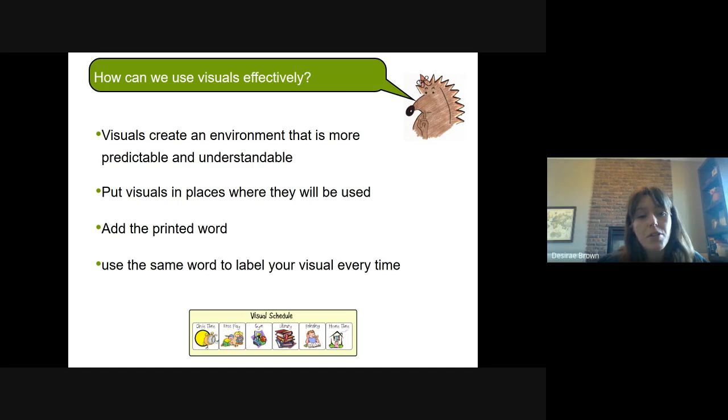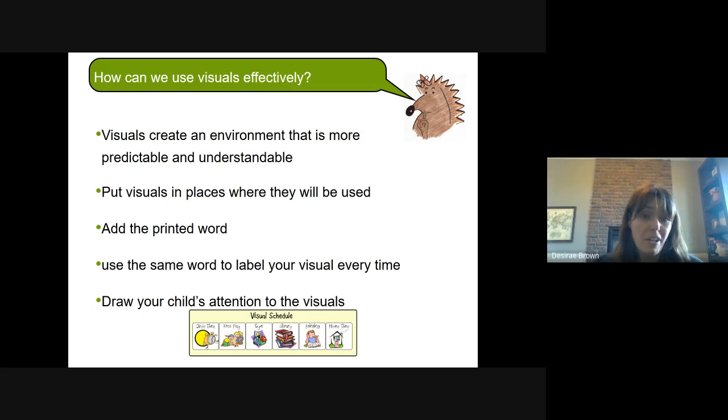It's also helpful to try and use the same label for it each time and try to be consistent with it, just to help your child to understand what those different visuals are. If every time we're calling the same picture something different, that can be pretty confusing. So trying to be consistent with the language that you're using.